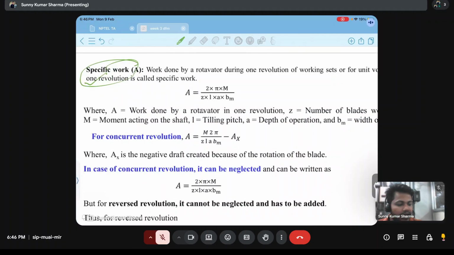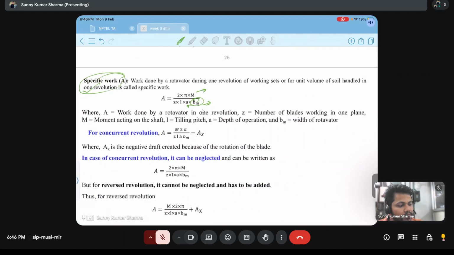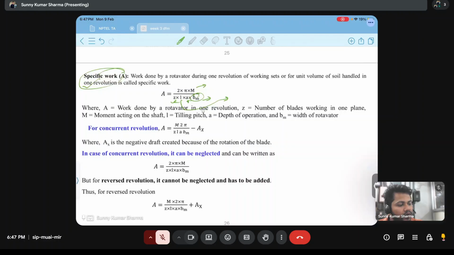by Z L a b, where M is the moment acting on the shaft, b is the width of the cultivator, a is the working depth or depth of operation. L is the tilling pitch which we discussed just in the previous slide, and Z is the number of blades which are acting in one plane. Generally, it is two or three. It depends on blade configuration, that is how many blades are working in one plane. So with this formula, we can calculate the specific work.